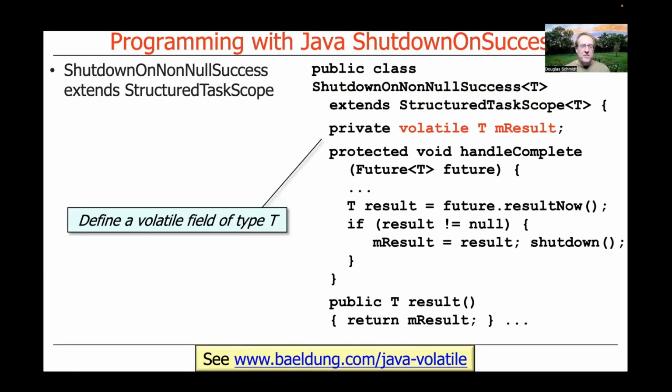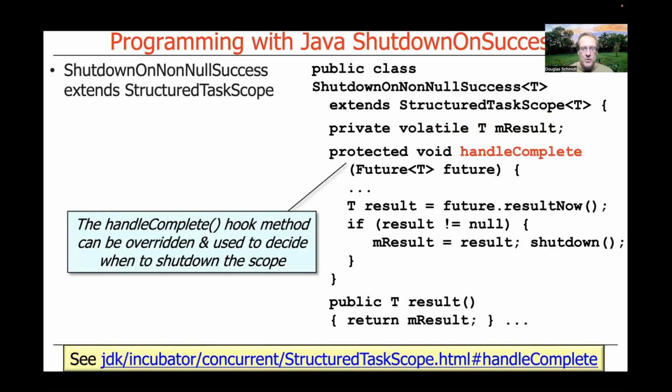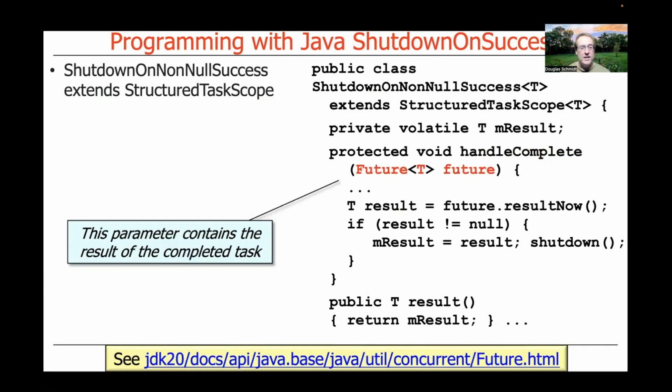The way that we do that is we define a volatile field of type T that's going to hold the result, and then we override the handle complete method. So this is the cool part that plays off of the implementation we looked at when we discussed the implementation of StructuredTaskScope. So there's a handle complete method, and that handle complete method is overridden, and we're going to decide whether or not we should shut the scope down. The parameter that's passed to that, of course, is the result of the completed task.